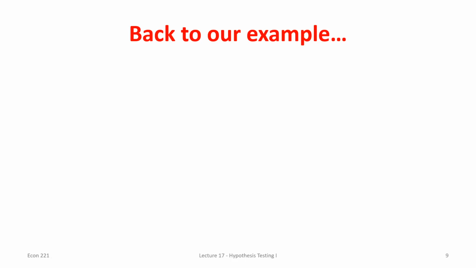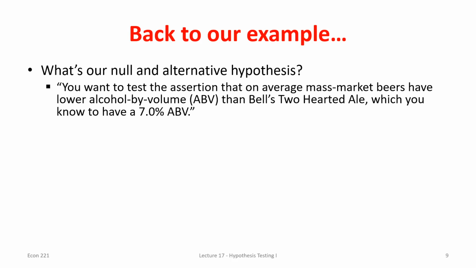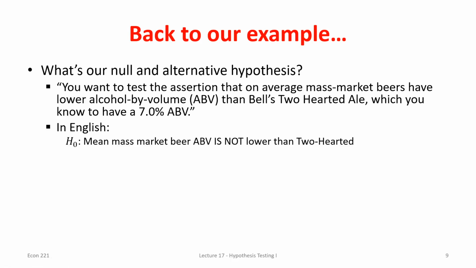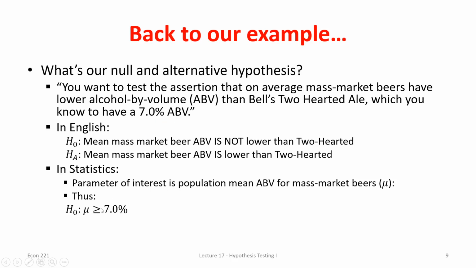Back to the motivating example where we're looking at ABV. All right, so what would our null and alternative hypothesis be here? We wanted to test whether or not the average ABV is lower than this Bell-Suharto, or 7%. So in English, we want to test for whether or not that ABV is lower than Bell-Suharto. So I'll assume the opposite is true. I'll assume that it's not lower than, or that it's greater than or equal to whatever the ABV is in Suharto.